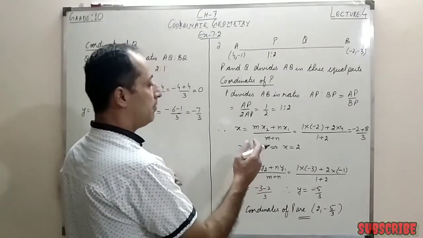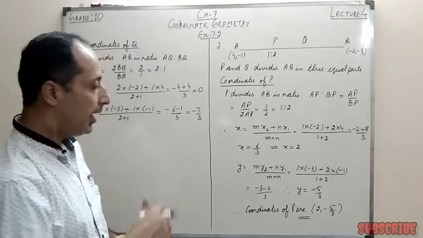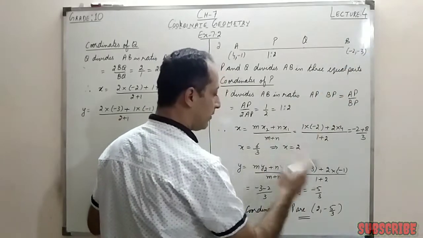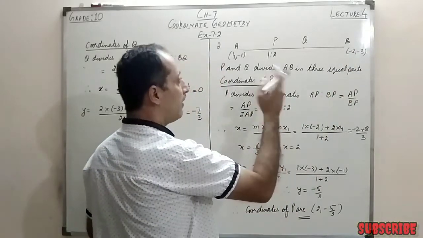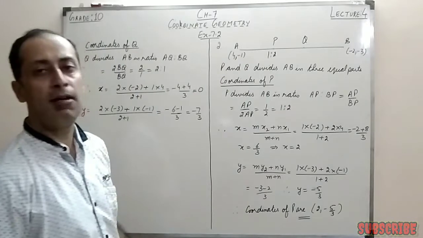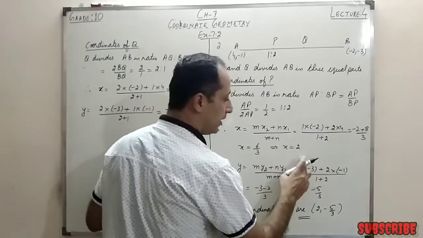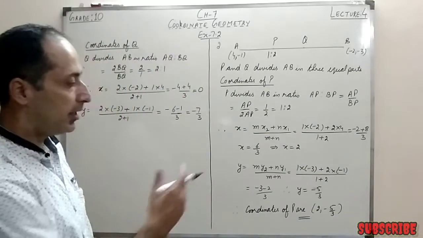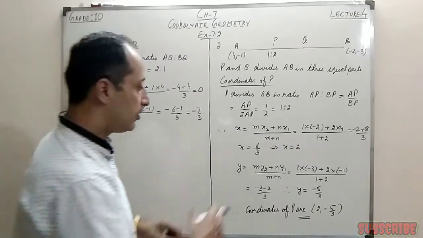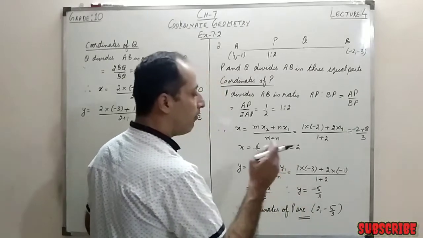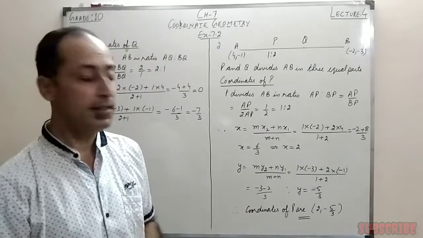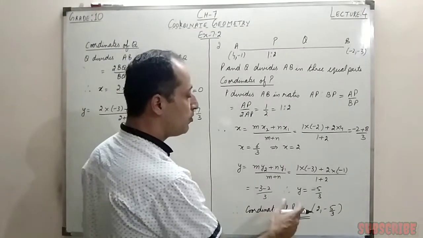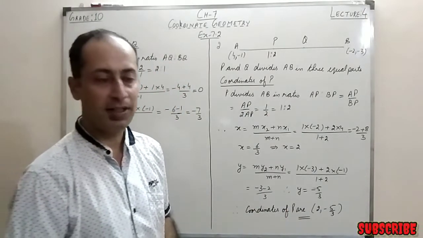The relation is my2 plus ny1 upon m plus n. Again we substitute the values: m is 1, y2 is on this side, this is -3, then n is 2 and y1 is on the left side, that is -1. So we have 1 into -3 plus 2 into -1, we get -3 minus 2 upon 1 plus 2, which is 3. So finally we get the value of y as -5 by 3. So we have the coordinates of P as 2, -5 by 3, right?